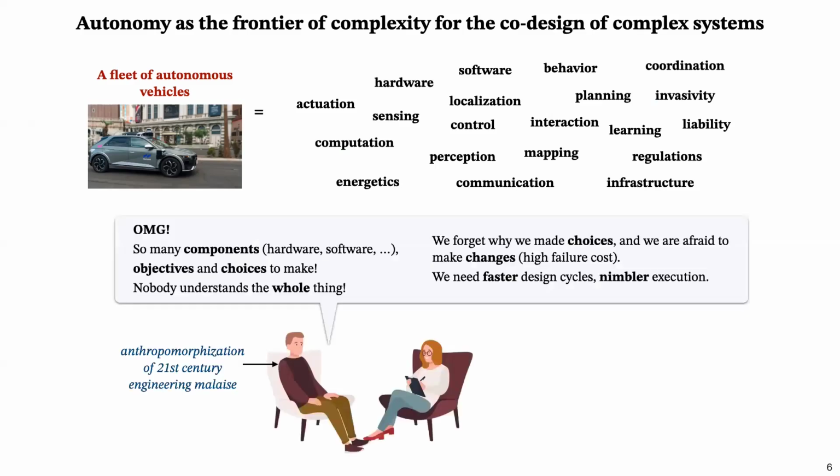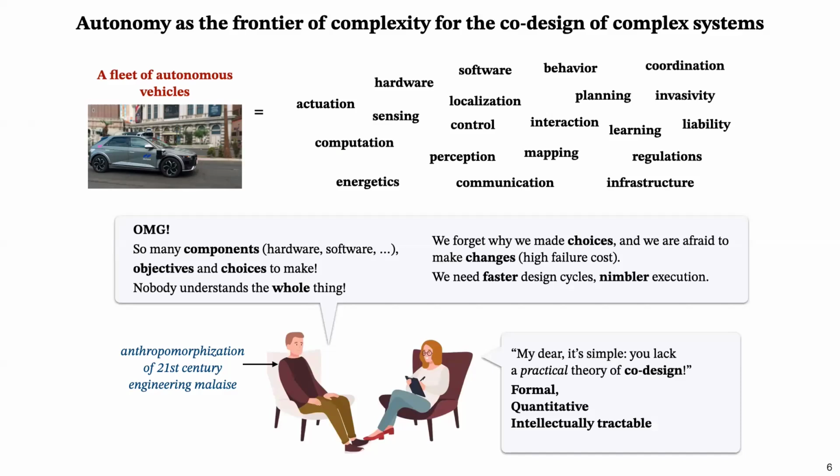So the first reaction, if you imagine being at a systems engineering therapy session, is to say, oh my God, there are too many components, too many objectives to keep into account, and too many choices to make. I'm not able to understand the full thing. And more importantly, I forget why somebody made some choices. So I'm afraid of making new choices because I don't know what impact they will have on my system. And this is the opposite of what you want. If you are into systems engineering or system design, typically you want to fail fast, essentially. Try a new solution, understand the impact it has, and learn from that interaction, right? So a diagnosis here is you lack a toolbox for co-design, of course, which is formal, quantitative, but also intellectually tractable, meaning that people can contribute to it and can work with it.